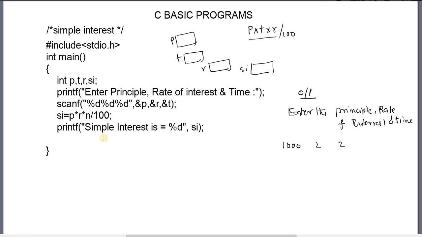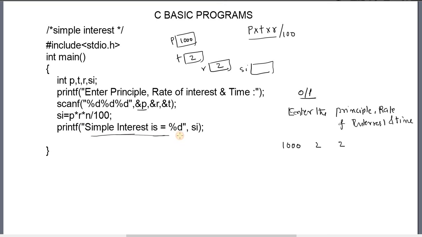Assume that it is 2 years. So when scanf takes these 3 values, the first value will be stored in P, because we have given the address of P here: 1000. The second value which is read by scanf will be stored in rate. The third value will be stored in time. After executing this expression, the SI variable will get the interest. Then after getting the interest, printf prints the output.